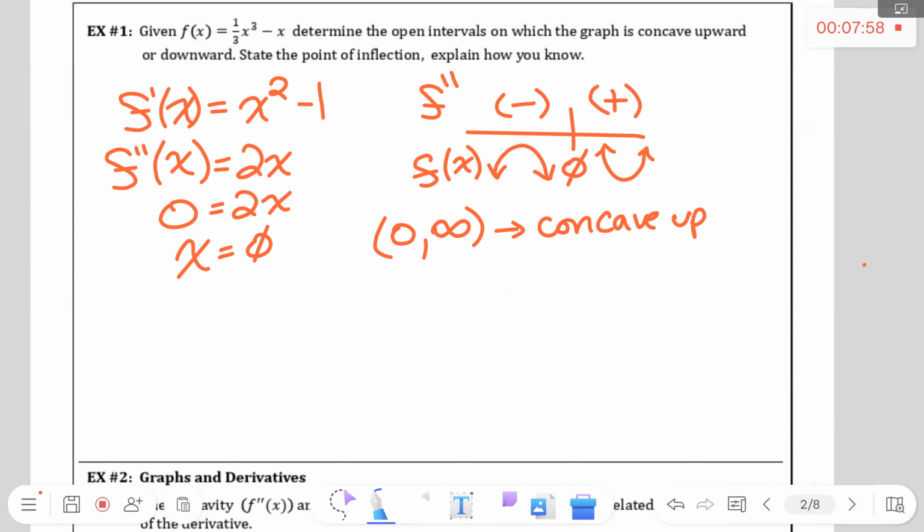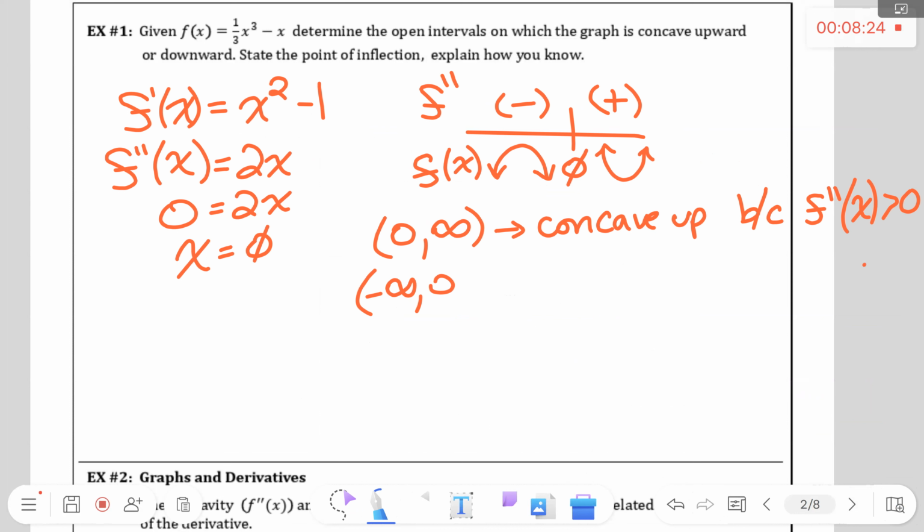And why do we know this? Because what is positive? F double prime is greater than 0. We can't just state it's concave up. We have to explain how we know. And we know because f double prime is greater than 0. So then the contrapositive to that would be what?